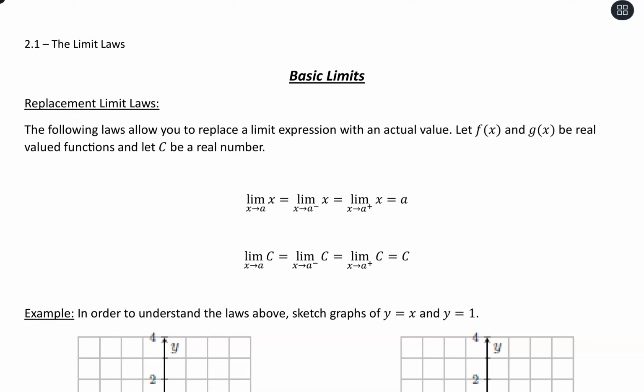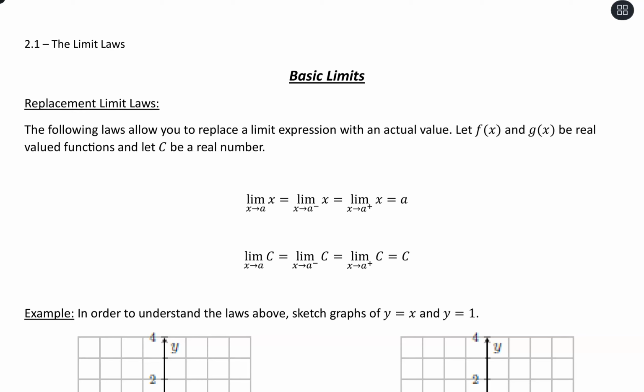In this section, we're going to gather a bunch of limit laws so that we can avoid those tables that we were making by following these rules and understanding how we can just plug in values to evaluate a limit, but also being aware of when we can't do that. So we'll have to be a little careful as well.